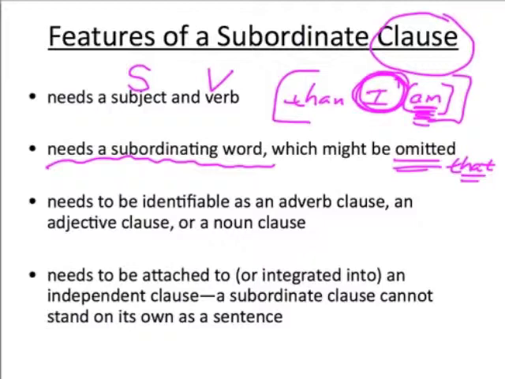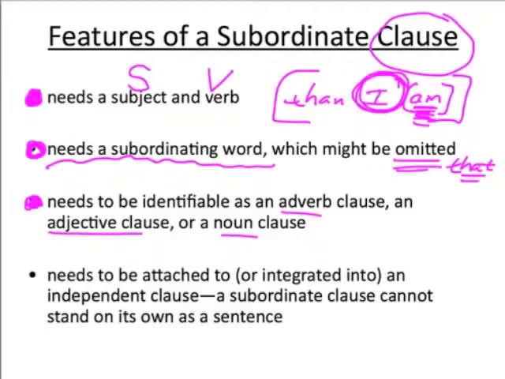Even though it might be left off, you still should be able to add it. Just imagine what that word would be and stick it in there, and that should make sense and it should work, and you should be able to recognize what the missing subordinating word is. But remember that you do need a subordinating word, okay? You need a subject and verb, you need a subordinating word, and you need to be able to identify it as either an adverb clause, an adjective clause, or a noun clause. It needs to be one of those, and it should be sort of easy to recognize which one.